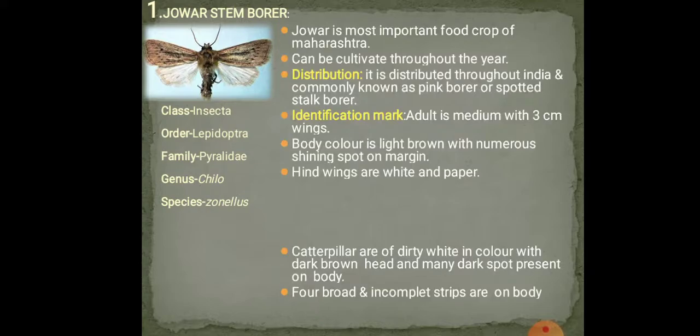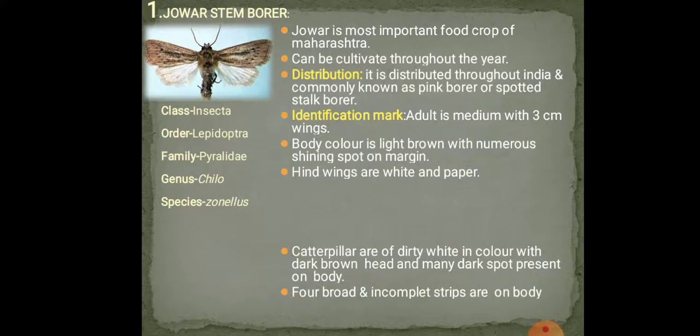Then we will see the habit and habitat or their external characteristic features. The jawar is the most important food crop of our Maharashtra. It can be cultivated throughout the year. The jawar stem borer is distributed throughout India and is commonly known as pink borer or spotted stalk borer.